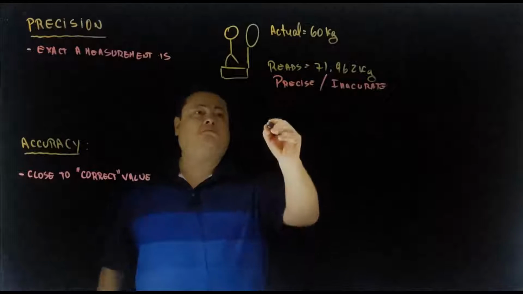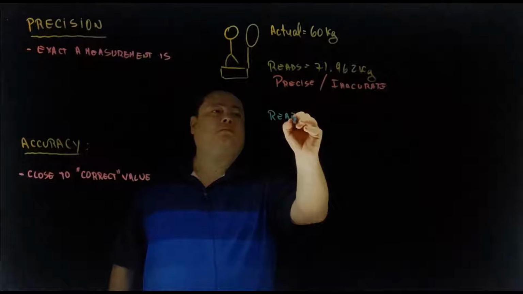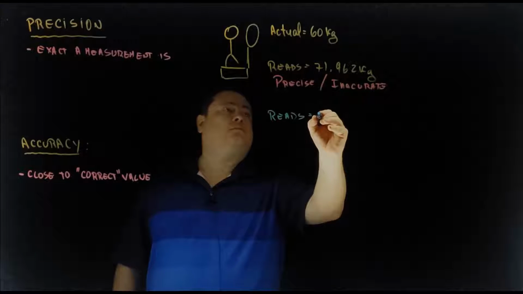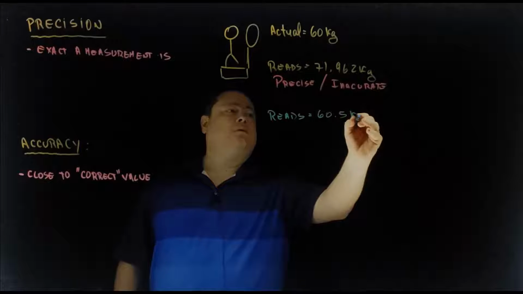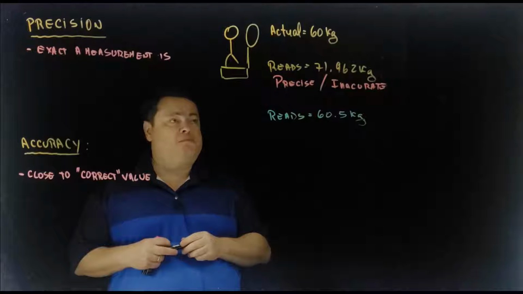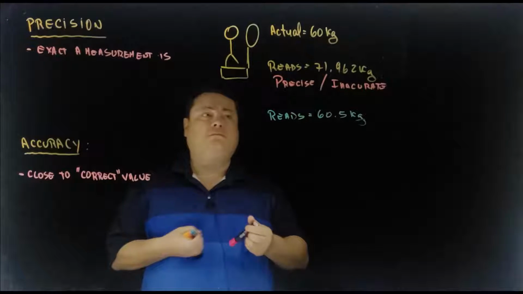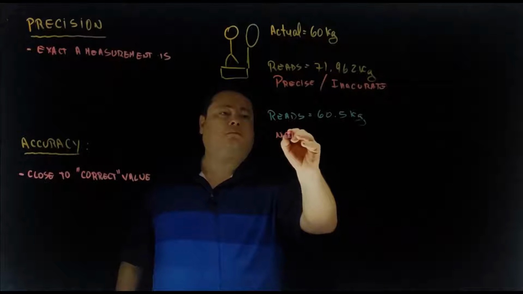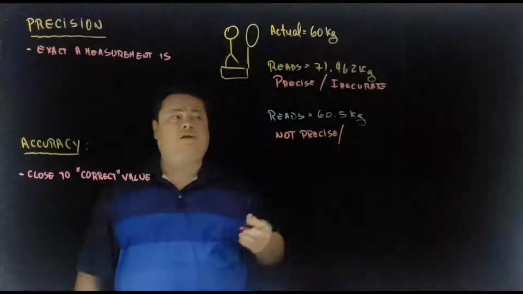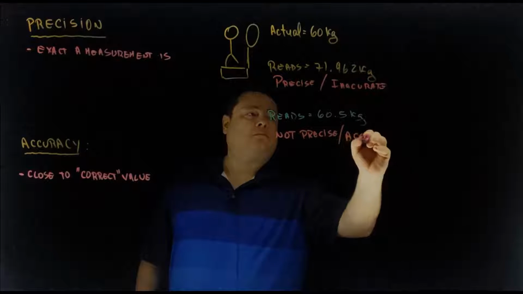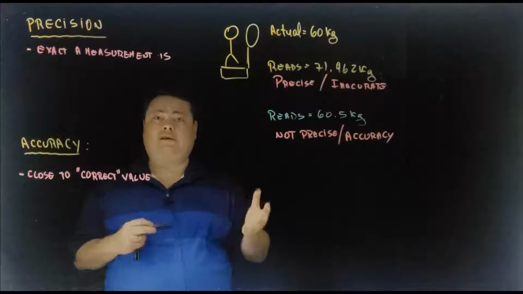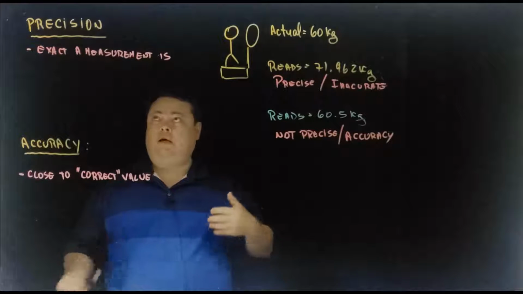Another reading, for example, 60.5 kilograms. This reading now is maybe not that precise, but relatively accurate. Okay? So basically, that's the idea of precision and accuracy.